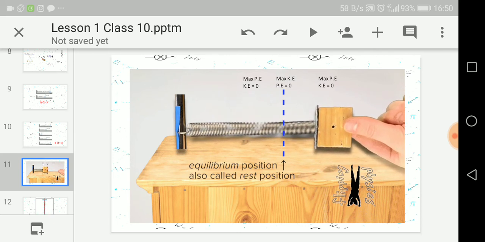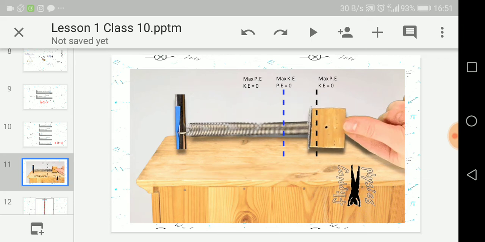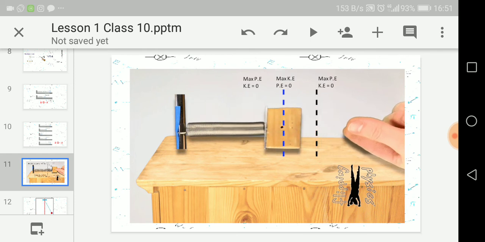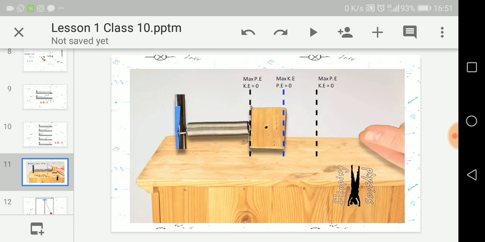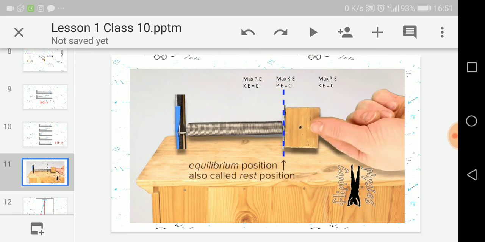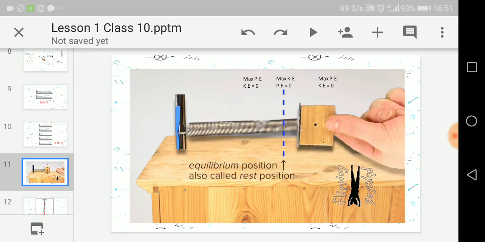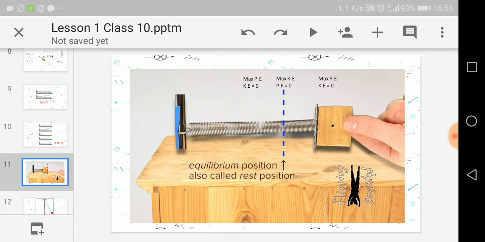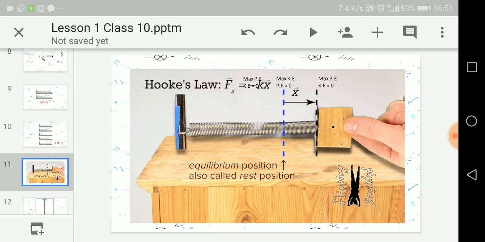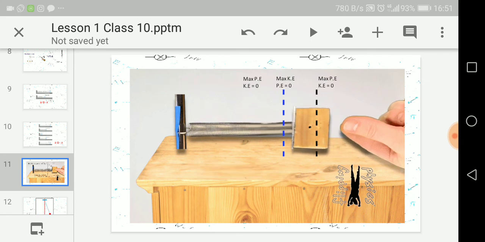This spring is plucked and moved to an extreme position denoted by the blue dotted line, and when it is released, it passes through the blue dotted line. The original black dotted line is the extreme position, the blue dotted line is the mean position, and the other black dotted line is the extreme position. So it oscillates between two extreme positions denoted by black dotted lines, and at every vibration it passes through the point of the blue dotted line, which is the mean position.